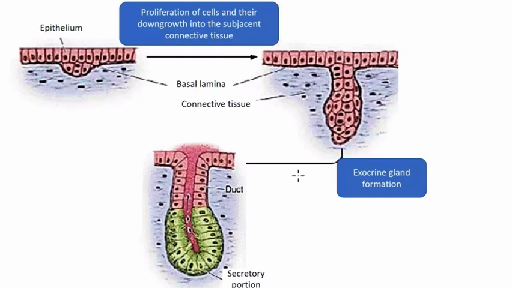The development was by invagination or proliferation, downgrowth of the epithelium. The duct system is epithelial in origin, ectoderm, while the secretory portions develop from the endoderm, more like the pouch. So this is the exocrine gland formation.